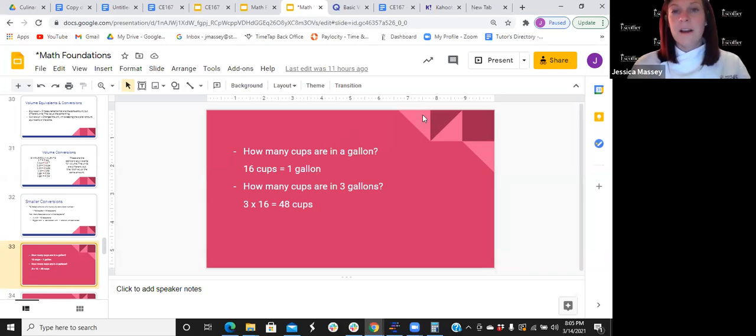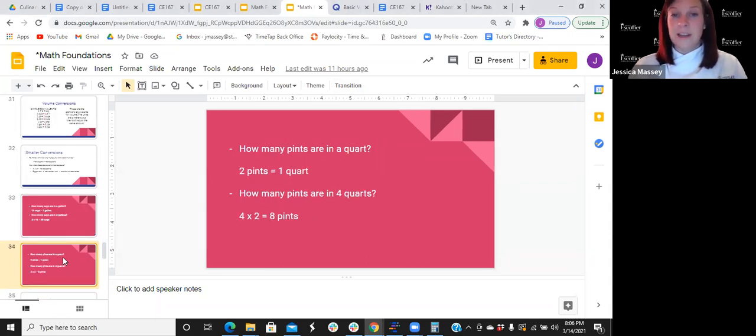How many cups are in a gallon? We have 16 cups equals 1 gallon. So we know that. That is on your basic conversion chart. How many cups are in 3 gallons? You take your 3 gallons and multiply it by your 16 cups. It gives you 48 cups.